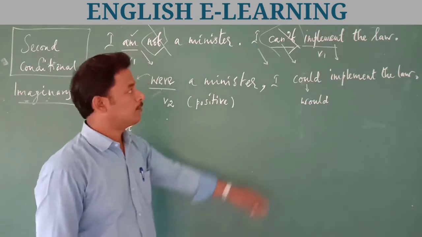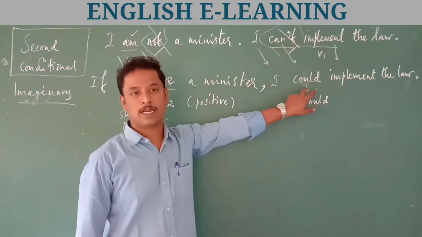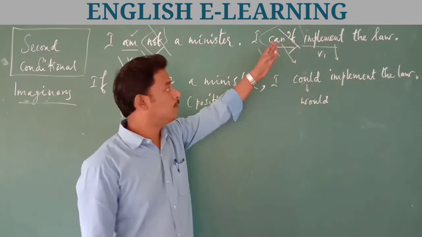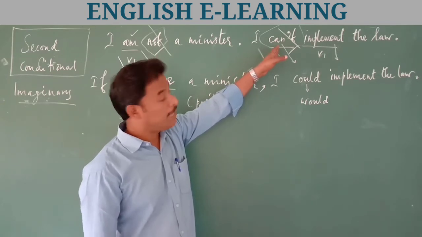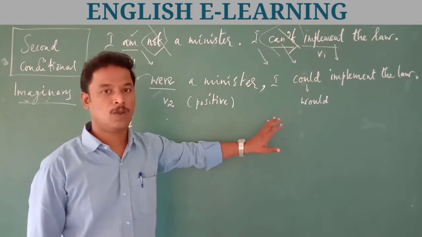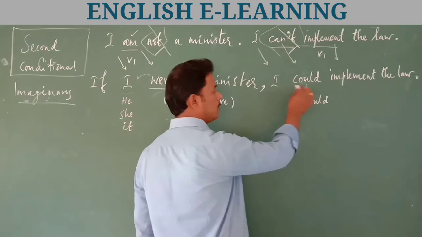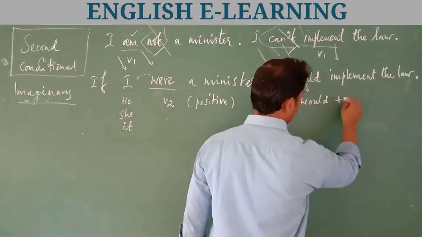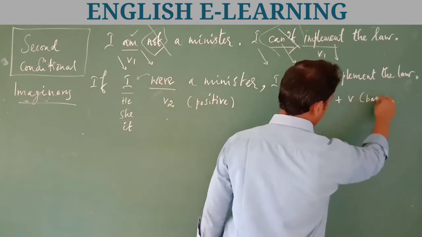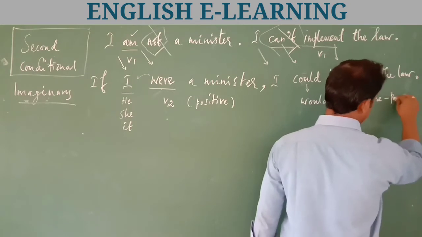Whatever it is, if you find will, you can write would. If you find can, you can write could. If you find shall, you can write should. If you find may, you can write might. Okay, the past modal of the present modal should be applied here. Okay, I could implement, that is could or would plus verb 1, which is in the base form, and it is in the positive.